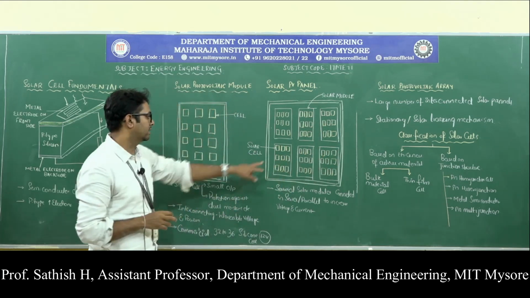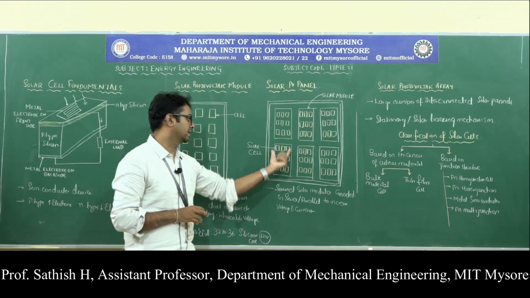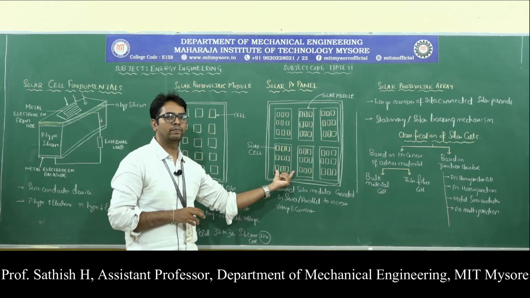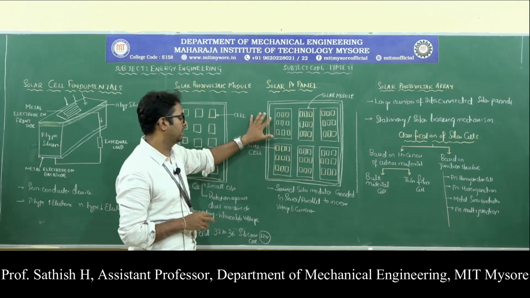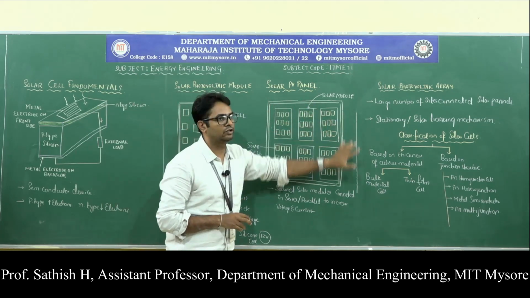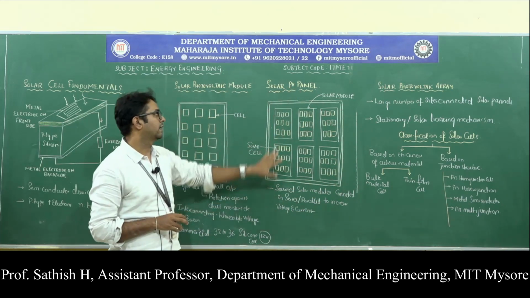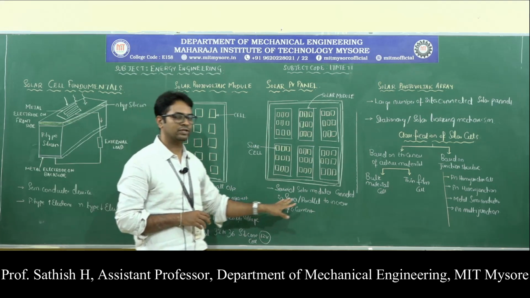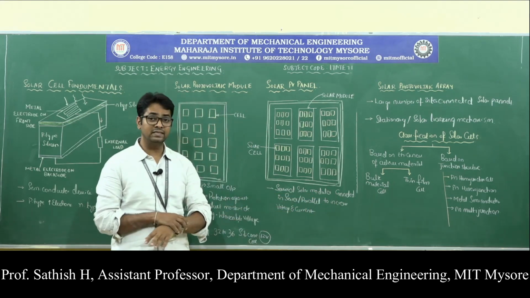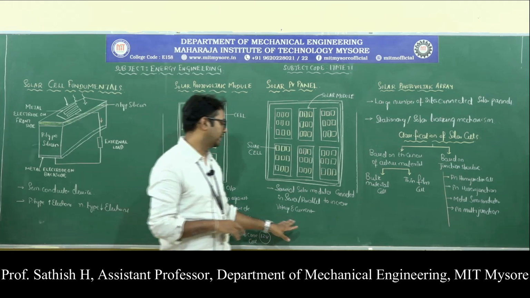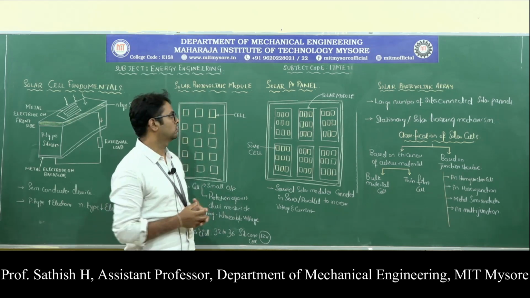Here the smallest component is the solar cell, which are interconnected in order to make a module, and then the modules are interconnected in series or parallel in order to make a solar panel. So this is about the solar panel. The definition is: several solar modules are interconnected in series or parallel to increase the voltage or current. That is called a solar panel.